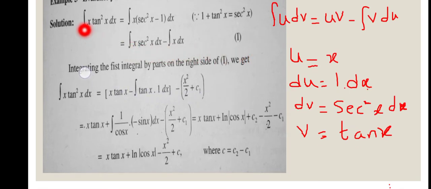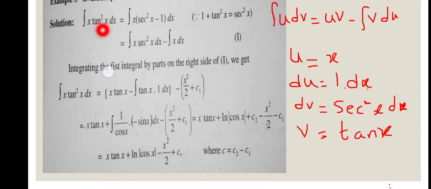So integration x tangent square x dx, here we can simplify tangent square x. We can use the trigonometric identity. According to the trigonometric identity, 1 plus tangent square x is equal to secant square x. So tangent square x is equal to secant square x minus 1. So write secant square x minus 1 instead of tangent square x.